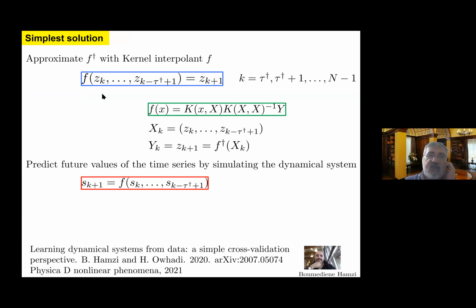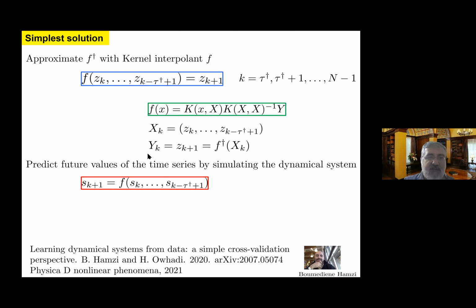So this solution is to approximate the vector field F dagger with a kernel interpolant, and then use that kernel interpolant as an emulator, that is a surrogate dynamical system, for predicting the future states of the time series. So to implement this method, you give yourself a kernel K, you use the past states of the dynamical system to construct input-output training data, then you interpolate that data with the kernel K to obtain an interpolant of the vector field F dagger. And finally, you simulate the following surrogate dynamical system to predict future states.